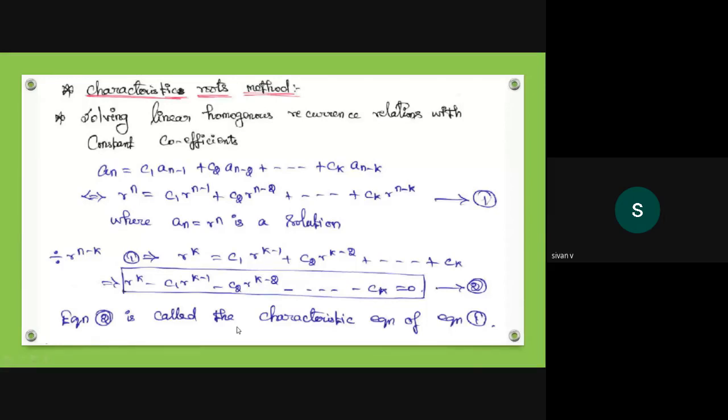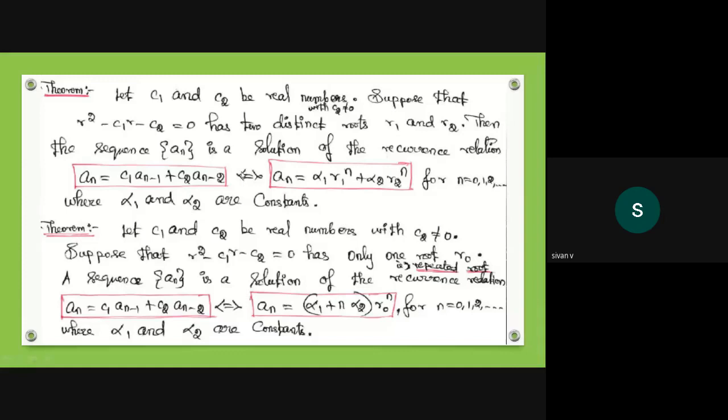First, let C1 and C2 be real numbers, with C2 non-zero. Suppose that the equation r square minus C1 r minus C2 equal to 0 has two distinct roots. When you solve this quadratic equation, you will get two roots, but we don't know what type of roots we are obtaining. So we will get the two roots r1 and r2.